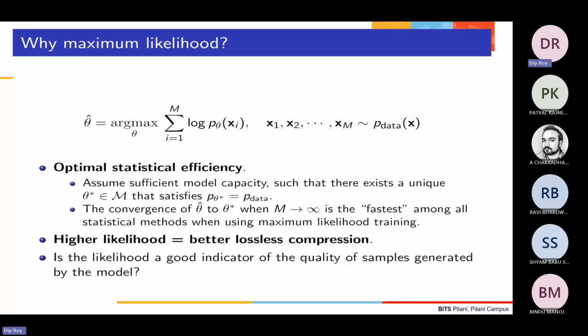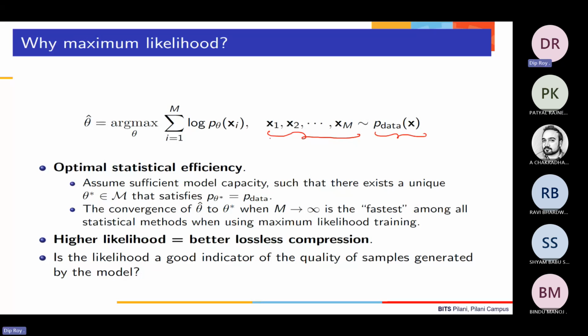The next thing we must understand is why we used maximum likelihood. This is a very key question. Here is our training set, x1 to xm. They come from an unknown true distribution, which is p data. So we have data samples x1 to xm drawn from a true unknown distribution p data of x.